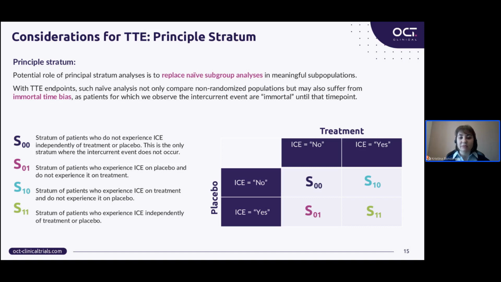Generally, treatment effect in a principal stratum would be estimated using a model to predict such patients from their baseline characteristics. Effect estimation in a principal stratum is very different from the so-called naive analysis performed on subgroups of patients based on the observed intercurrent event occurrence. Such naive analyses would not only compare non-randomized populations, but they are also prone to immortal time bias.